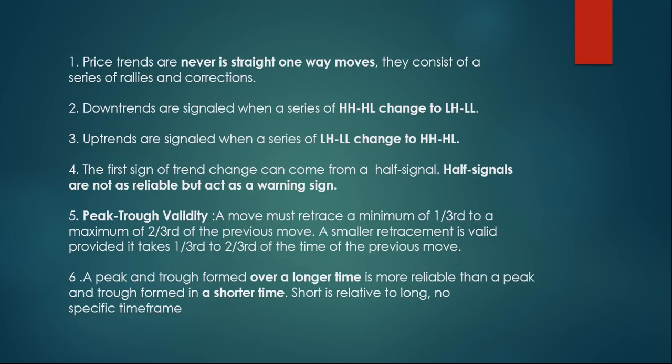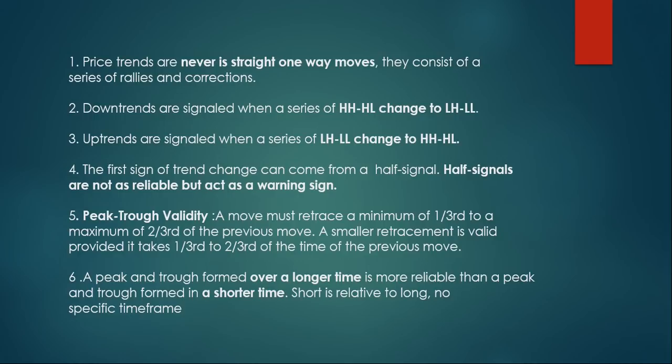What we have learned till now in one sheet: one, price trends are never straight-line, one-way moves. They consist of a series of rallies and corrections, correct? It happens on end of day, monthly charts, and real-time charts: 1 hour, 15 minute, 5 minute. Anywhere you look, you will see this pattern. Number two, downtrends are signaled when a series of higher highs and higher lows changes to lower highs and lower lows. That is, a series of rising peaks and rising troughs changes to a series of falling peaks and falling troughs. Three, uptrends are signaled when a series of lower highs and lower lows changes to higher highs and higher lows.